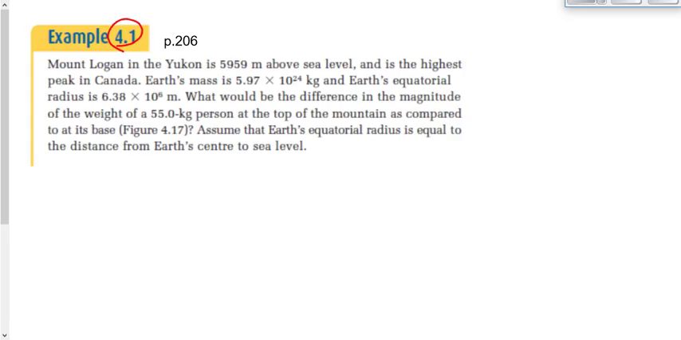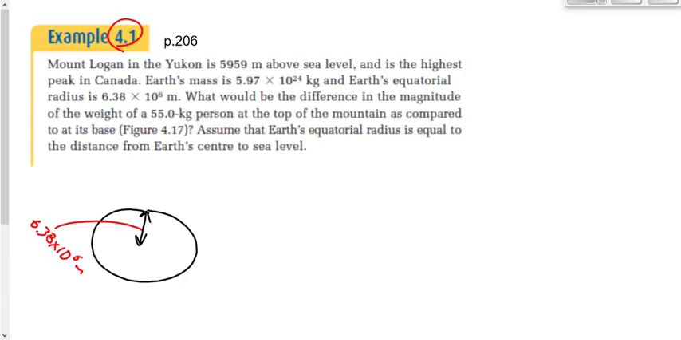Okay, let's not even worry about what we're being asked for right now. Let's set this question up. Here's the Earth. The equatorial radius of the Earth is 6.38 times 10 to the 6. So we're going to say this distance right here from the center of the Earth to the surface is 6.38 times 10 to the 6 meters. Does that make sense? I don't even know what I'm asked yet. I don't really care. All I care about right now is setting this up so I don't get confused later on when I do worry about what I'm looking for.